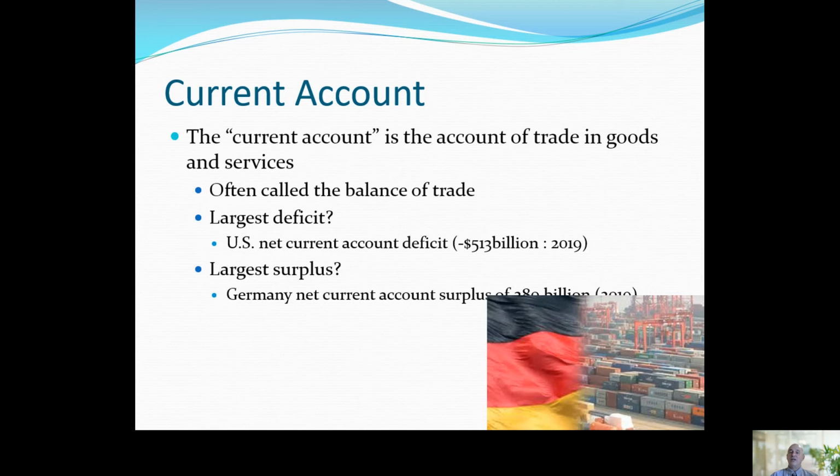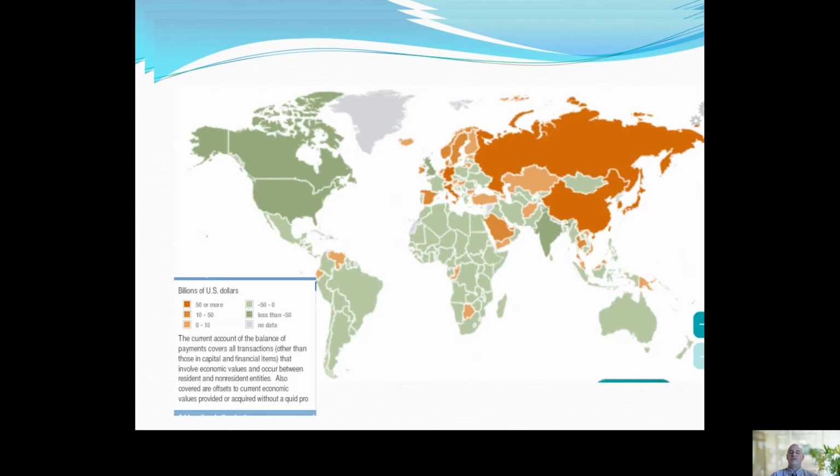On the other hand, Germany, not China, has the largest trade surplus. Germany exports more goods and services than what it imports. So if you look around the world, the areas that are shaded on this map in browns are areas with a trade surplus. So you'll notice parts of Asia, Russia, even a few countries in Africa and South America have trade surpluses. The areas that are shaded in green are areas that have trade deficits. So you'll notice a lot of the world does have a trade deficit.